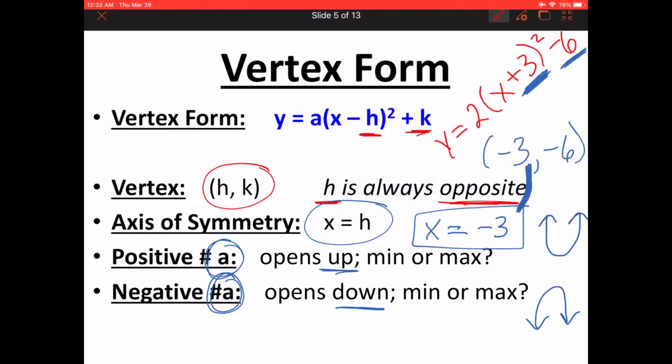And this is where some of your reasoning skills come into play. If my parabola opens up, do I have a minimum or a maximum? My vertex would be here. Is it the minimum or the maximum? And that would be the minimum. So if I have a positive a, my parabola opens up and I have a minimum. If I have a negative a, my parabola opens down, and notice in this scenario, my vertex would be the maximum. Okay, so this is where vertex form really does give us a lot of great information about that parabola.